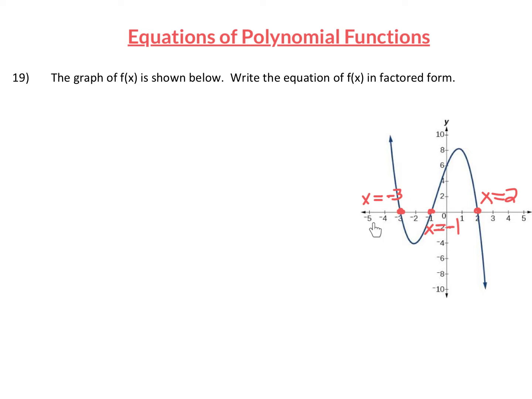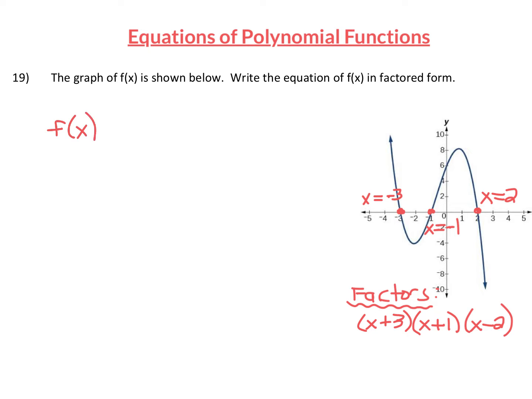We have a 0 at x equals -3, a 0 at x equals -1, and a 0 at x equals +2. Okay, so we know that the factors that correspond with these zeros have the opposite sign, right? So the factor that corresponds with x equals -3 would be x plus 3, and so on. So when we go to write the equation of f of x in factored form, we can write f of x equals, and I want you to leave a little space after the equal sign, and then let's list out the factors. x plus 3, x plus 1, and x minus 2.